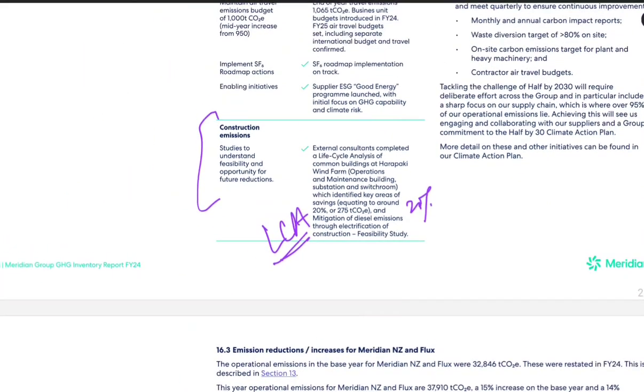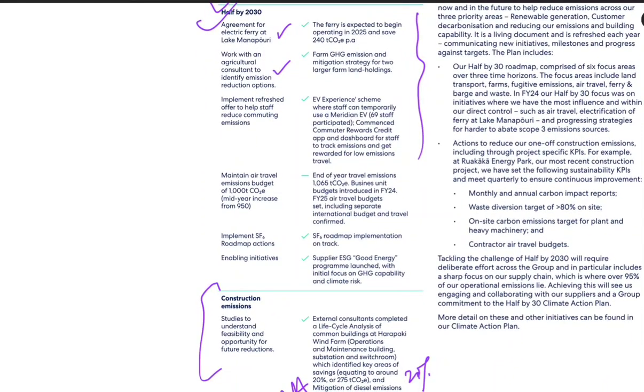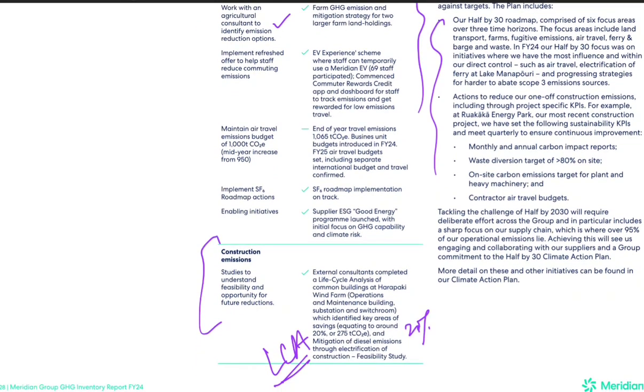And you see other details related to the climate action plan, and even the half by 30 roadmap details you can see. Monthly and annual carbon impact reports, waste diversion targets. So these are the strategic indicators for the organization related to this report.